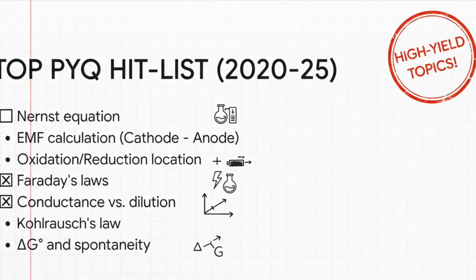And last but not least, here is your cheat sheet. This is the golden list. Looking at the exams from the past 5 years, these are the topics that come up again and again and again. So if you're short on time, this is where you focus your energy. Master the Nernst equation, EMF calculations, and all these other concepts, and you'll be in great shape.